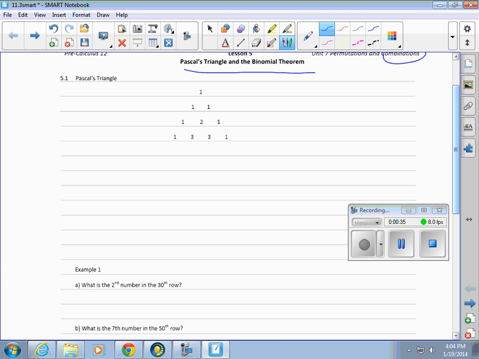So Pascal's triangle is based on this. If you start at the top of a triangle with a 1 and bring down your 1's here, the 1's you'll notice come down all the way. And to find the middle term, you add these two. So 1 plus 1 gives me 2, so I put that in the middle. I have 1 and 2 beside each other. 1 and 2 give me 3. 2 and 1 give me 3.